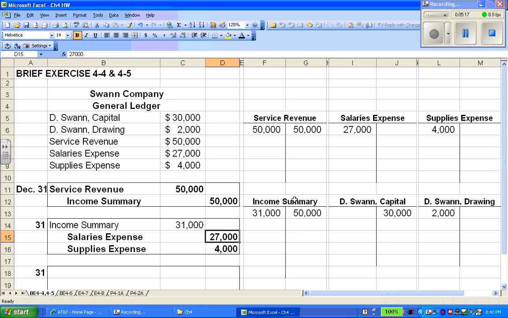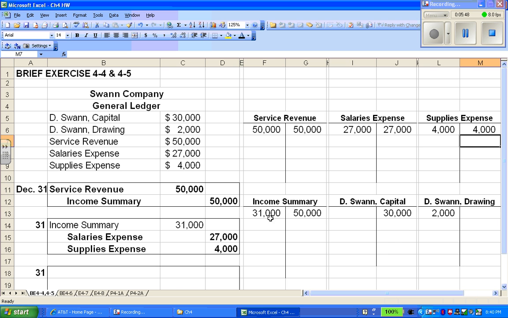and I have a credit to salary expense of 27,000, and that'll zero out that salary expense account. And then our supply expense would be 4,000 as a credit. And again, so now you can see my revenue and expense accounts all reflect zero because I made a corresponding entry to zero them out. Okay, now our third step is to close out the income summary to our capital account.